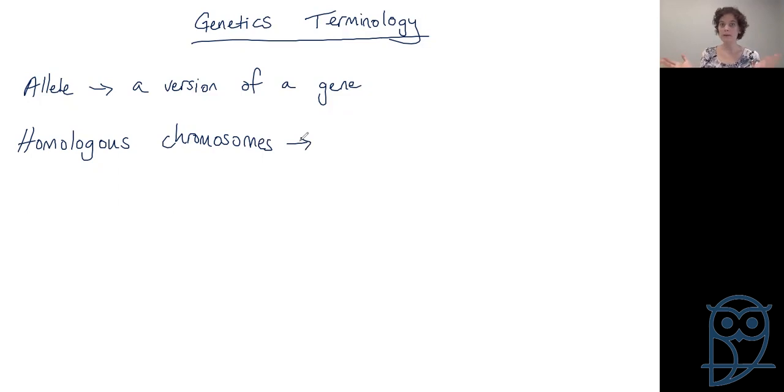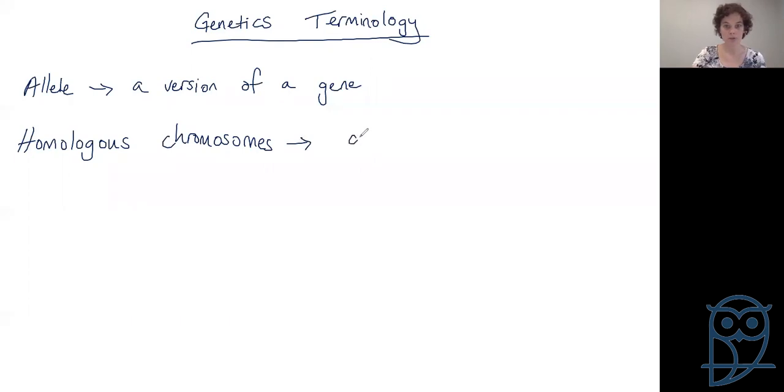Because you've got to remember, we're linking here to sexual reproduction, so we're linking to things where we get one from the mum and one from the dad. So your mum's got a gene for eye color, your dad's got a gene for eye color, so you've got two genes, one from each. And those are homologous chromosomes that those genes are found on.